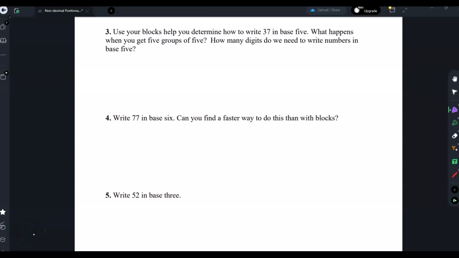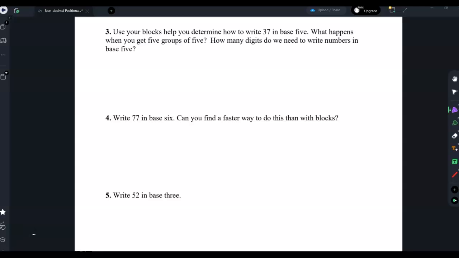We're going to start writing some numbers in other bases. Whenever we see a number like this, if it doesn't have a base written, we assume it's in base 10. So we're assuming that this is 37, or basically 3 groups of 10 and 7 units. We want to convert that number into base 5.